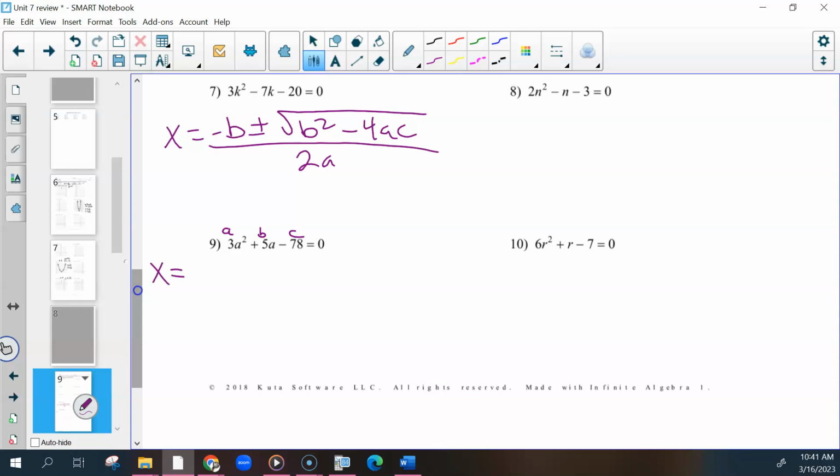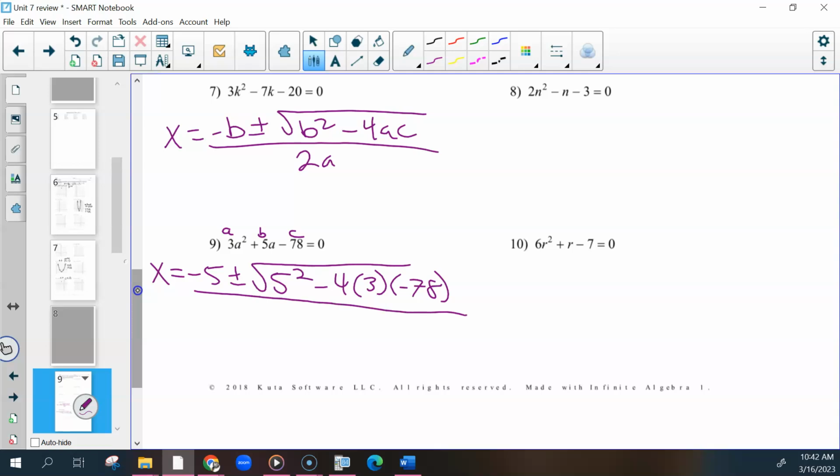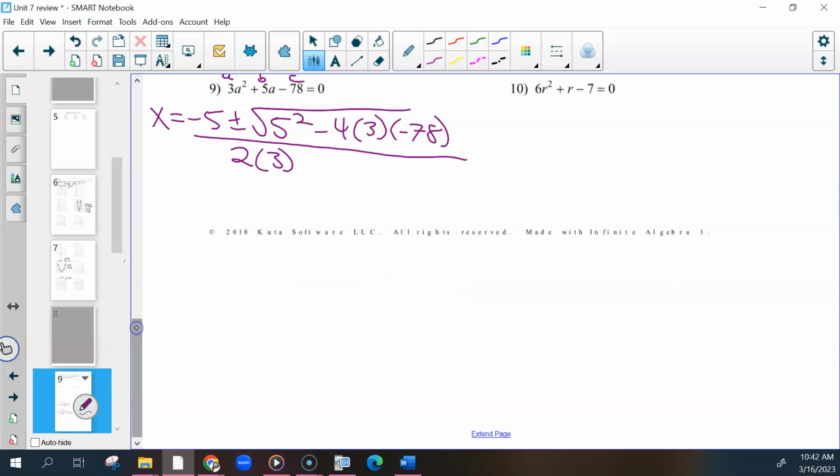x equals negative b, so negative 5, plus or minus the square root of 5 squared minus 4 times 3 times negative 78, all over 2 times 3. And then simplify. So x equals negative b plus or minus, 5 squared is what? 25. Negative 4 times 3 times negative 78 is what?